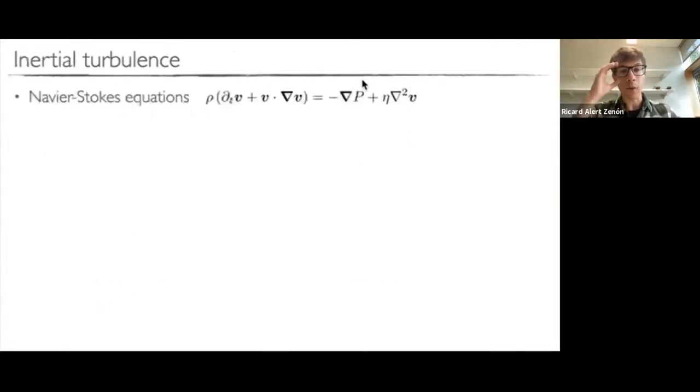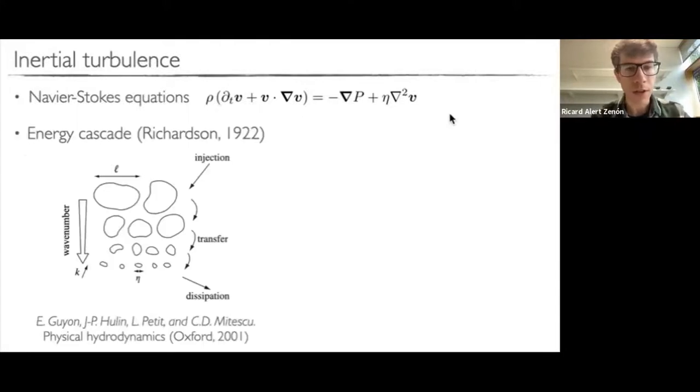And so I want to start from the Navier-Stokes equations, which are a balance between inertial forces on the left-hand side, and then pressure gradients and viscous dissipative forces on the right-hand side. And the two key concepts that I want to discuss are first, the notion of an energy cascade. And this is something that arises from the nonlinearity of the Navier-Stokes equations. And it can be understood as follows.